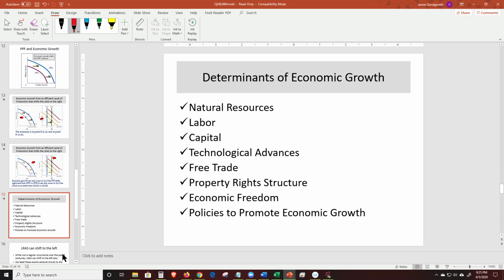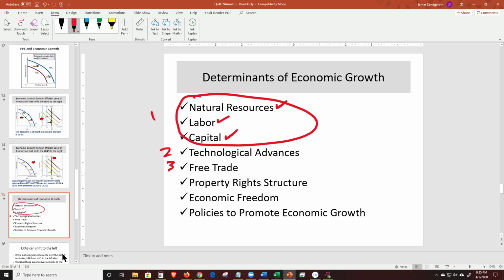And here are the determinants of economic growth. I've really gone into greater detail here. More natural resources, more labor, more capital. So there you go, those are what I said. More inputs, right? And then here was the second one, technological advances. Here was the third one I mentioned way back in, I don't know, chapter 2: free trade, in other words, specialization and exchange.